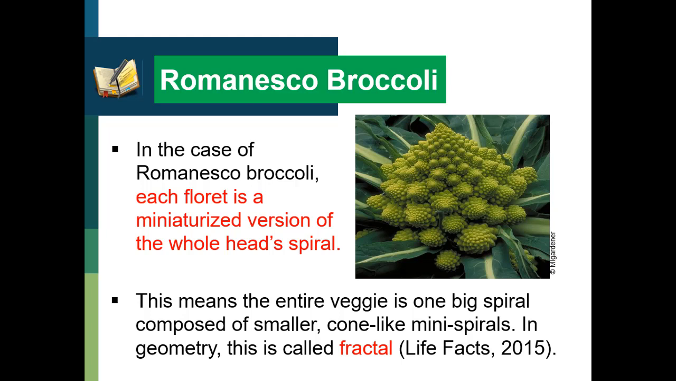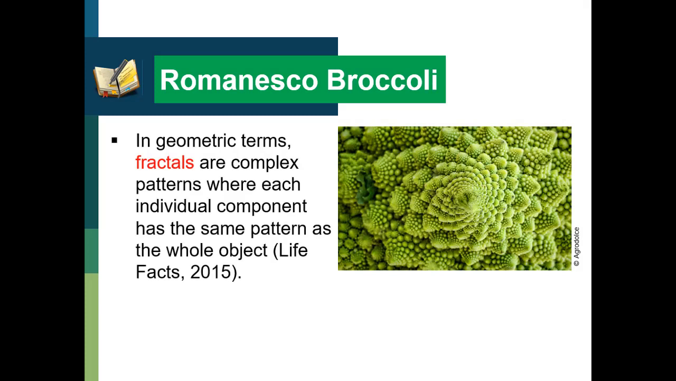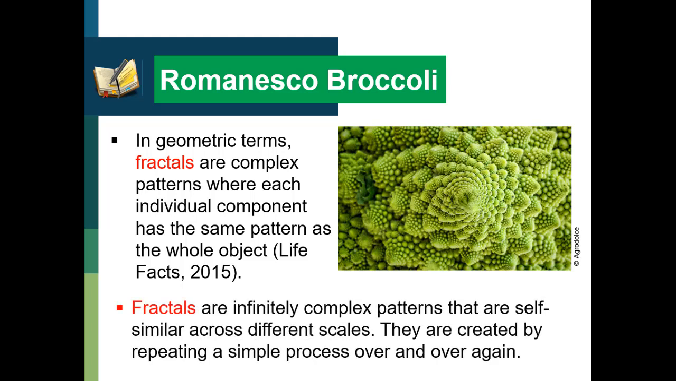In geometry, this concept is called fractal, because the bigger broccoli is composed of small florets that resemble the bigger broccoli. And what is this fractal? In geometric terms, fractals are complex patterns where each individual component has the same pattern as the whole object. And that is very evident in this Romanesco broccoli. If you examine closely the mini florets, they resemble the bigger broccoli. Can you see it? Even one floret resembles the bigger broccoli.